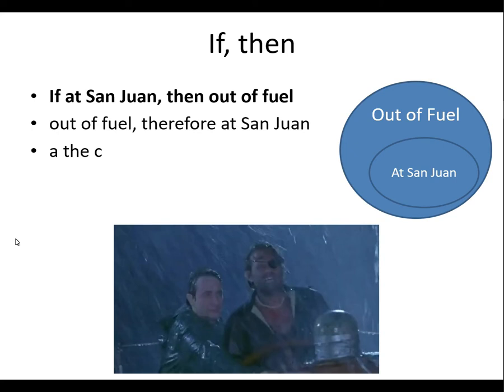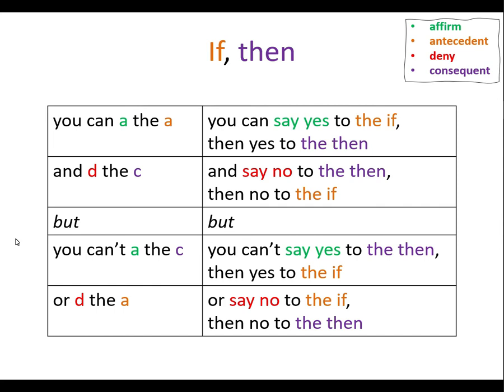A denying the antecedent version of this joke, in other words, if the screenwriters had created a joke from this if-then statement by making the other invalid inference, saying no to the if, then no to the then, it might be Captain Ron saying that the fuel gauge must be broken, because it says they're out of fuel, but they aren't at San Juan, so they can't be out of fuel. Elementary logic.